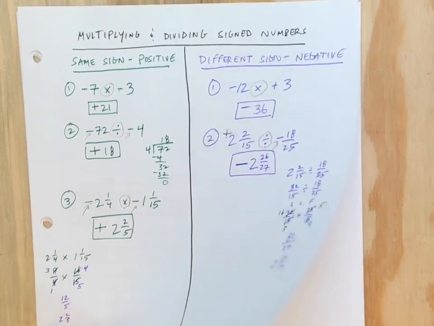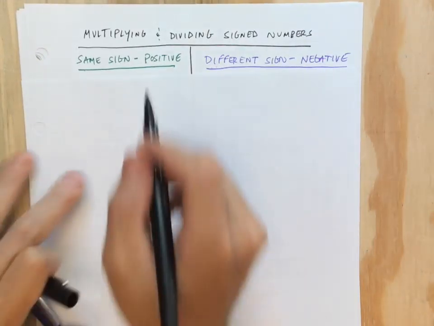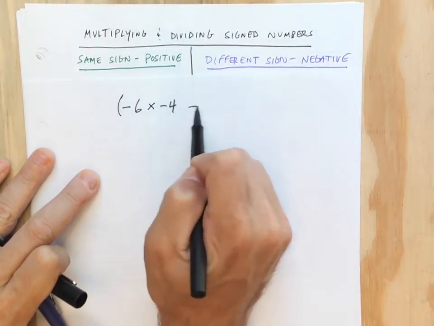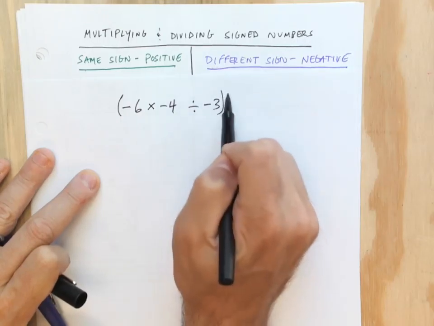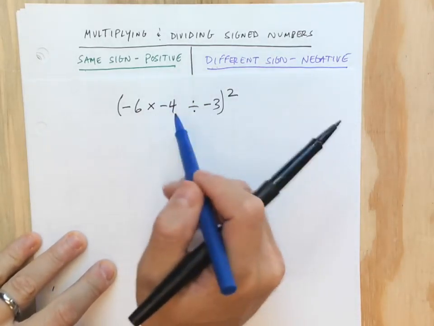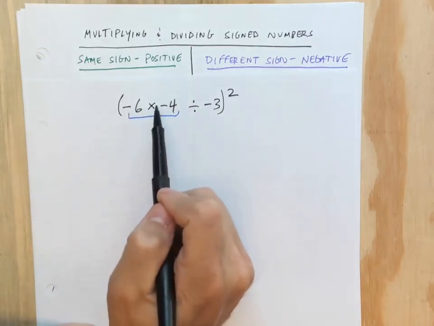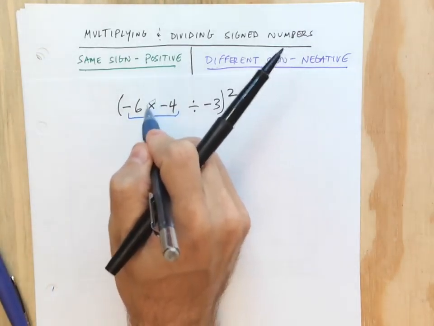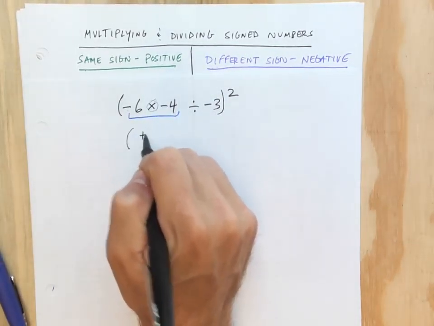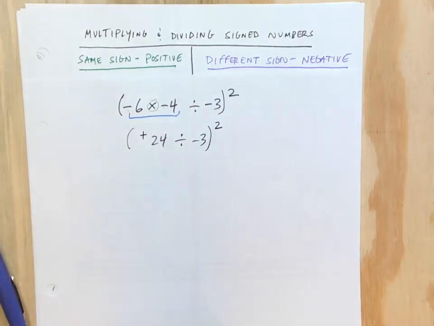One last example of just bringing all this together. Let's take the problem in parentheses: -6 times -4 divided by -3, squared. Now we have to do what's in parentheses first, and multiplication and division are equal operations, so I do the one that comes first. I'm multiplying a negative and a negative, so that answer is positive. So this is positive 24 divided by -3, all squared.